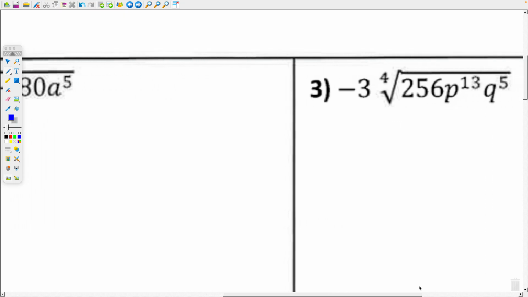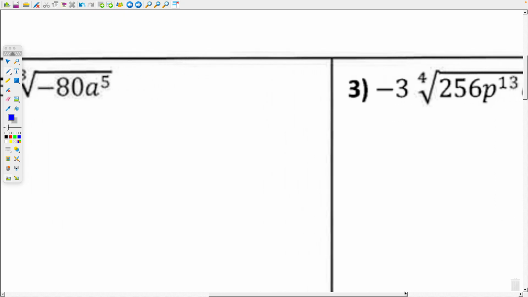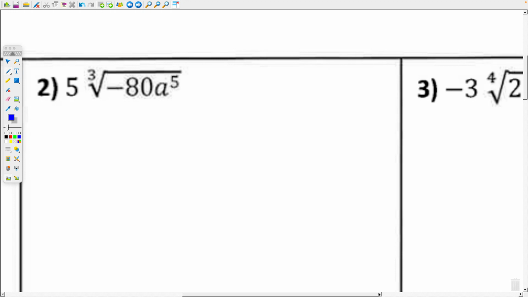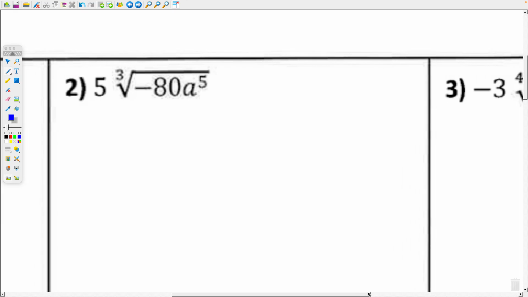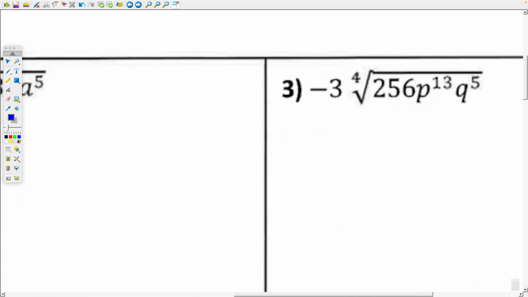But see, next class, don't forget the project is due. Number 2 and number 3, you will work just like number 1, except number 2, you have an index of 3, so I want you to look at my cube list. And then number 3, your index is 4, so look at the list of fourths.